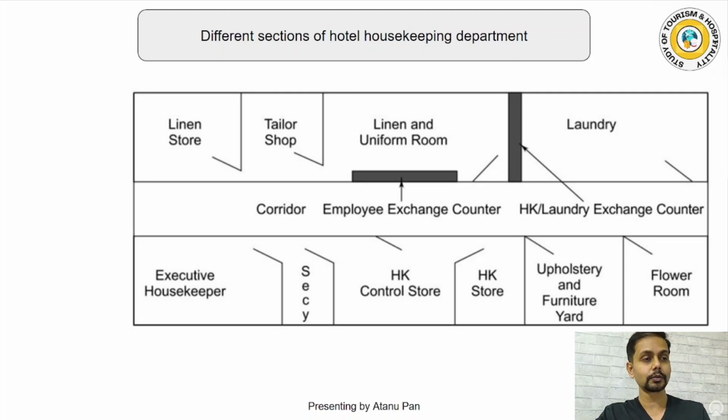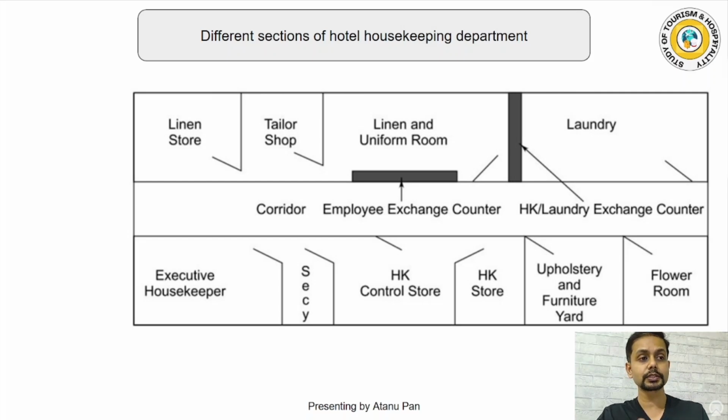Okay, now we can start from the bottom side. In the bottom left hand side, we have the executive housekeeper. We have learned previously the head of the department is executive housekeeper. So the executive housekeeper should have a cabin or a place where he or she can sit and do his or her work. This is the place which has been allotted for the executive housekeeper.